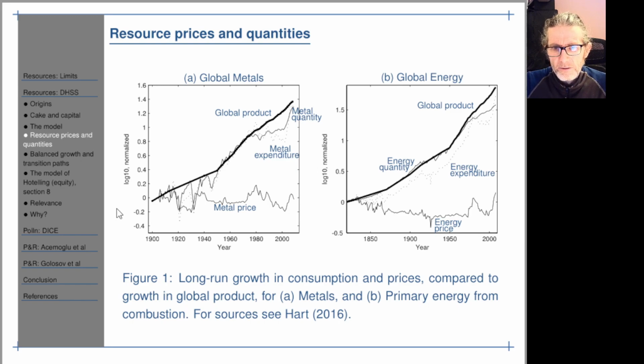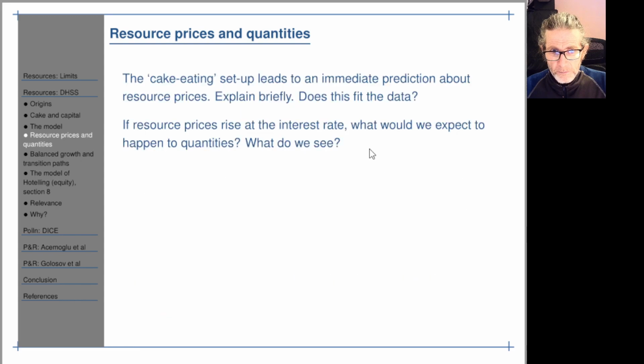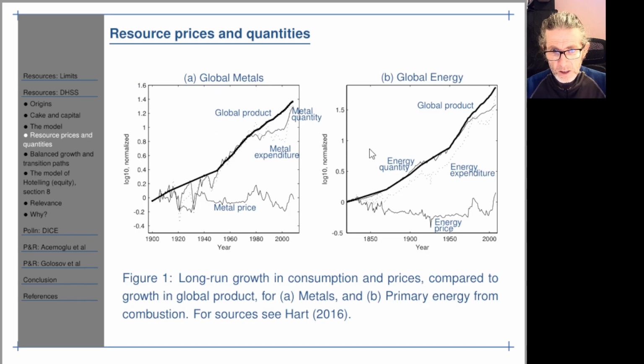Primary energy, same story. The quantity of primary energy tracks global growth, price, no trend. Admittedly with some quite big fluctuations here since the 70s, but in the very long run, no clear trend. So clearly these immediate predictions from the model aren't fitting what we see in the data.